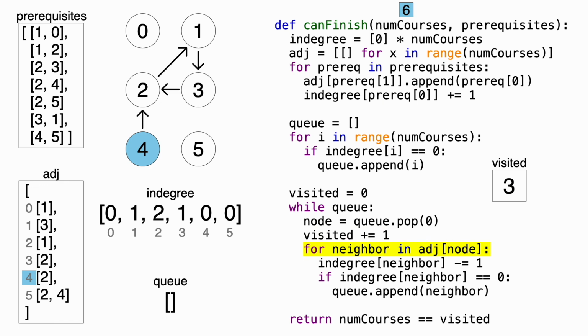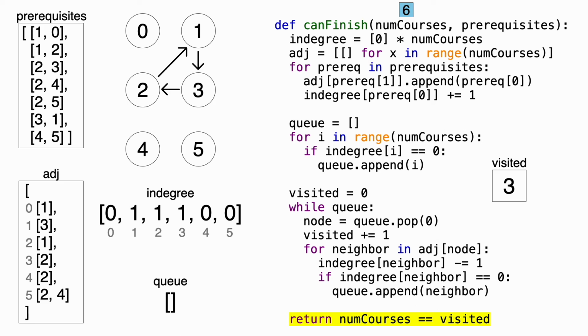The only neighbor of node 4 is node 2, so let's decrement its in-degree and delete this edge. The in-degree of node 2 is still not 0, so we can't add it to the queue, and we'll just have to loop back again. But now notice that the queue is empty, which means this condition is false. So we're done with the algorithm, and we can just return whether num courses is equal to visited.